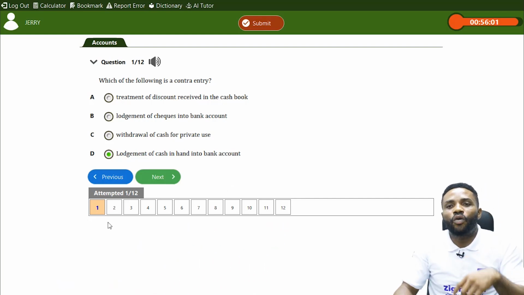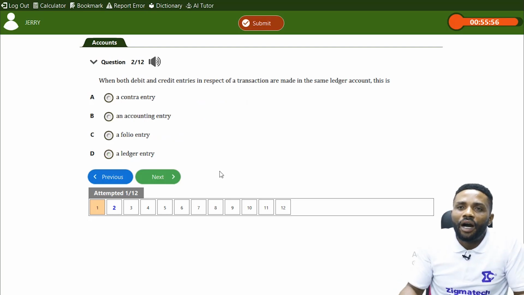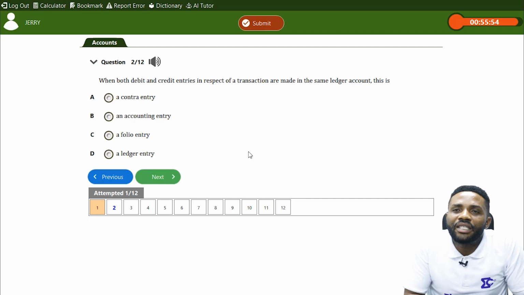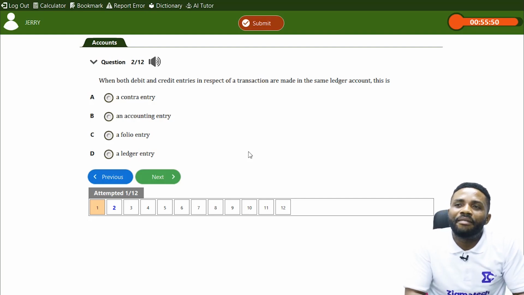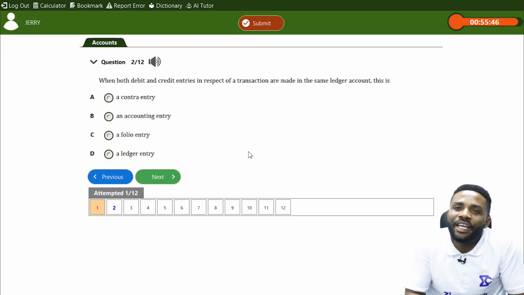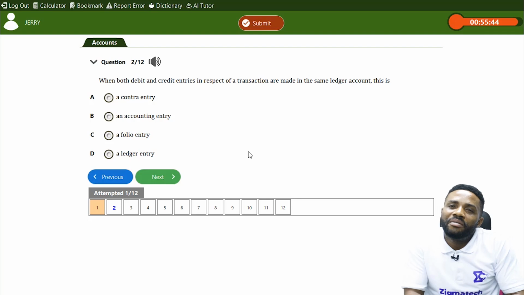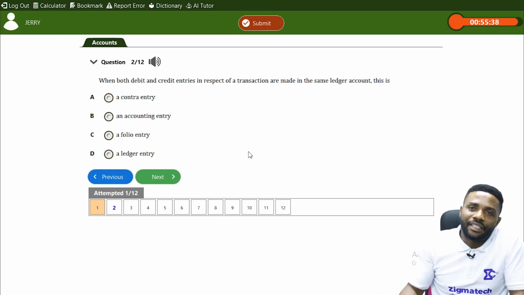Let's look at the second question. Second question says, when both debit and credit entries in respect of a transaction are made in the same ledger account, this is, I've already mentioned that this is called A, contra entry, B, an accounting entry, C, a folio entry, D, a ledger entry. The answer is A, contra entry.